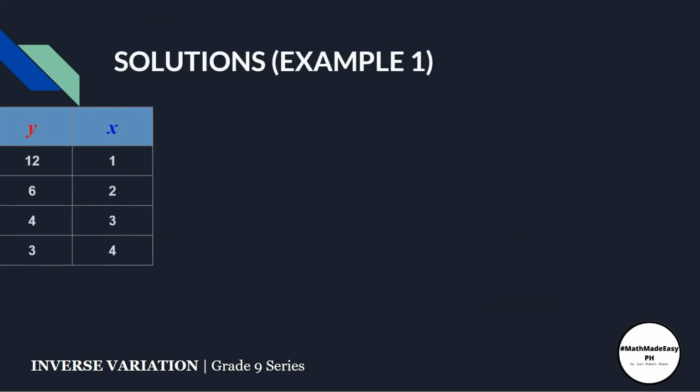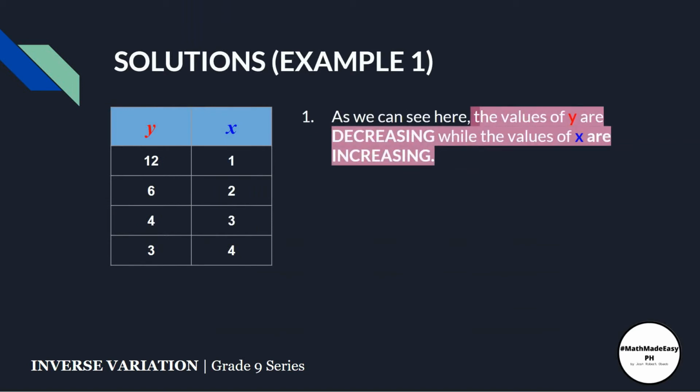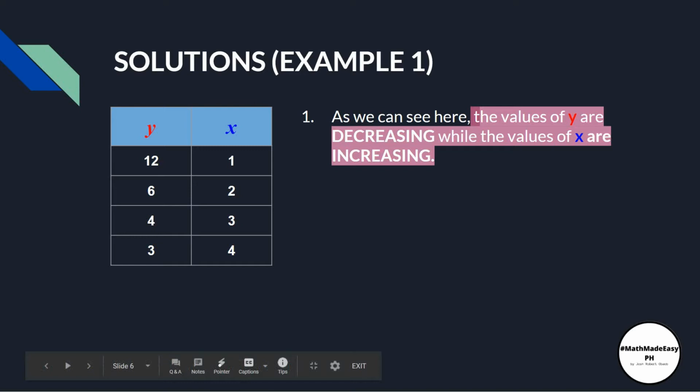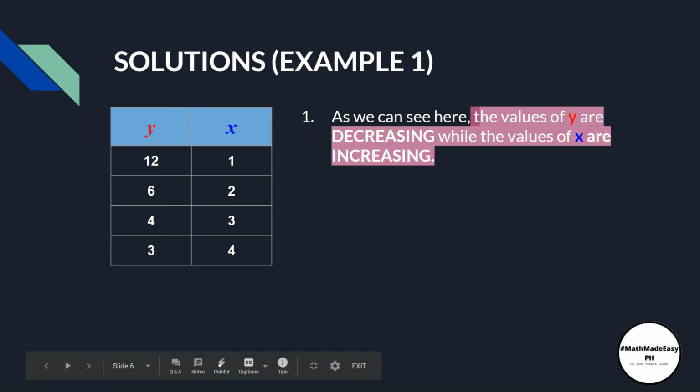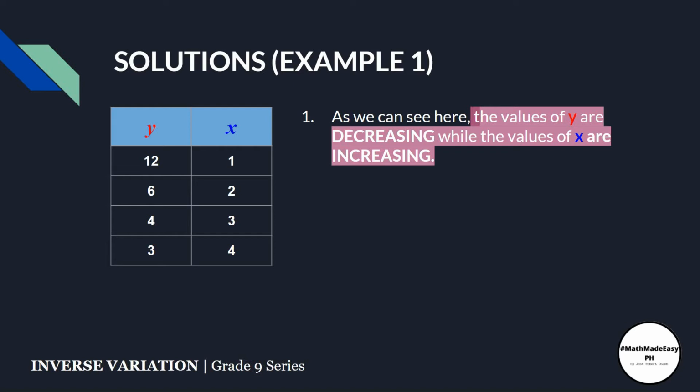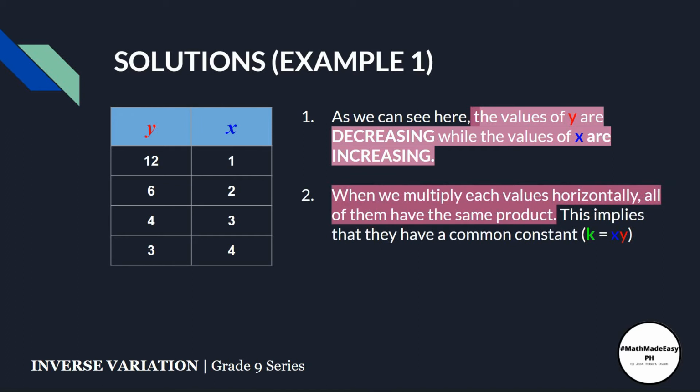So as we can see here, the values of y are decreasing while the values of x are increasing. Pababa ang values ng y habang si x naman ay pataas. So y is going down while x is going up. In number 2, when we multiply each values horizontally, all of them have the same product. This implies that they have a common constant.